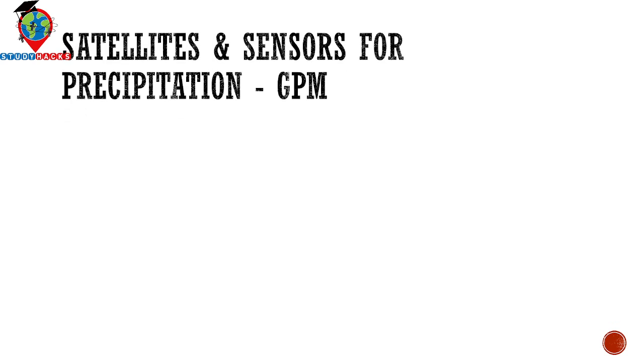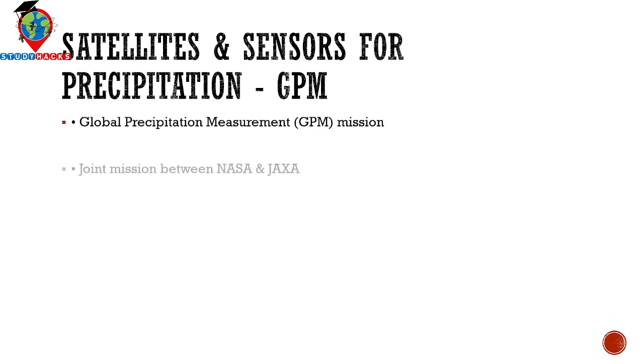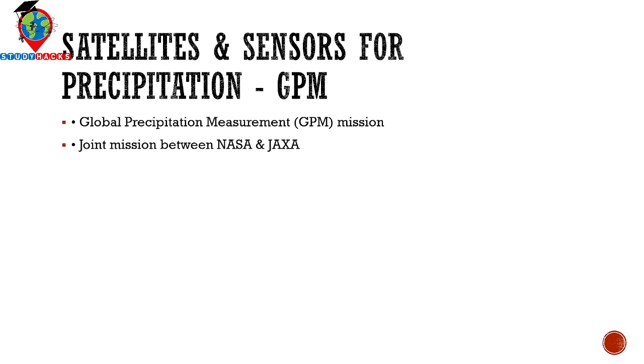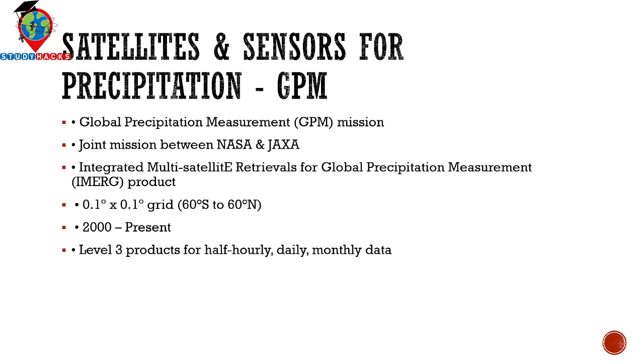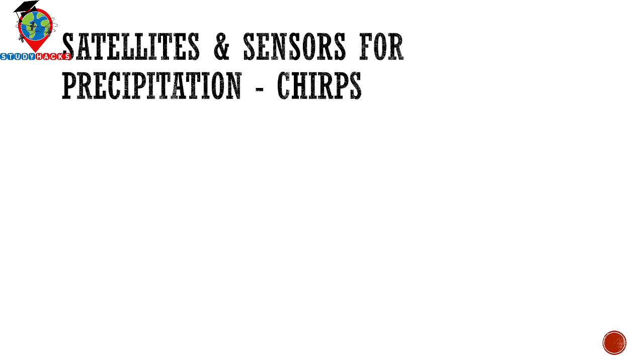So now we talk about how we can easily monitor precipitation using GPM. GPM is mainly the Global Precipitation Measurement mission. It is a joint mission between NASA and JAXA, and integrates multi-satellite retrievals for the global precipitation measurement product. This is a 0.1 by 0.1 degree grid, 60 degrees south to 60 degrees north, and it's available from 2000 to present time. It's a level 3 product, and half hourly, daily, or monthly datasets are available for the GPM.